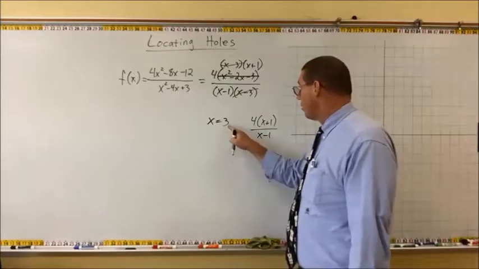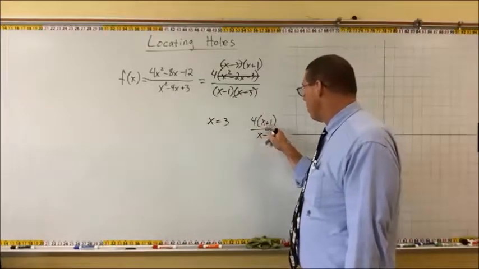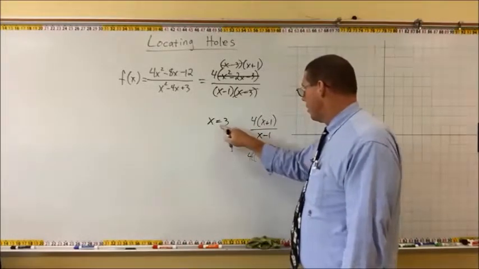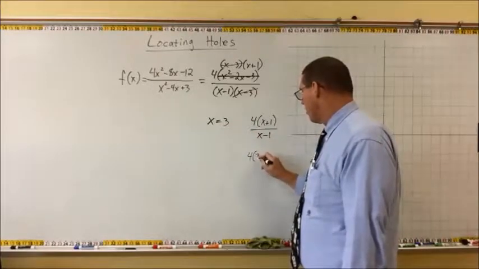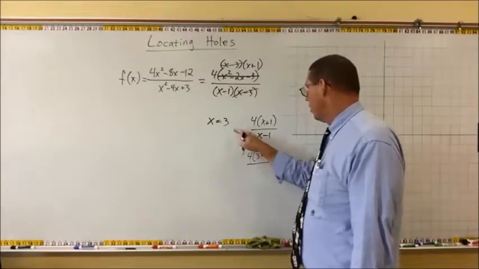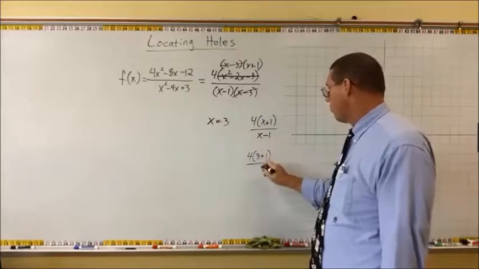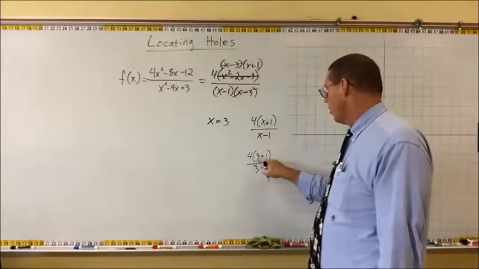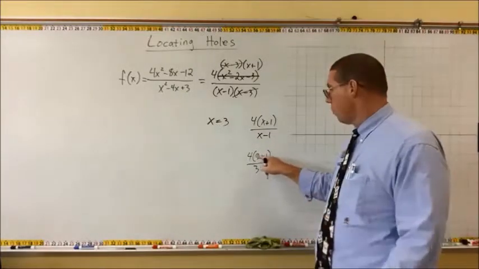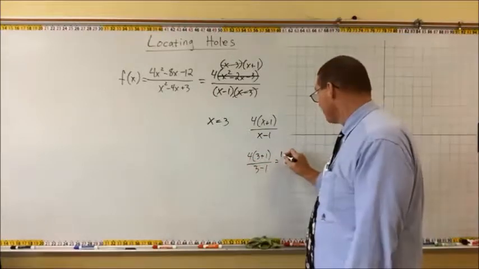Okay? So if we put a 3 in for x, we get 4 times (3 plus 1) over (3 minus 1). All right, that equals 4 times 4 over 2, which is 16 over 2.